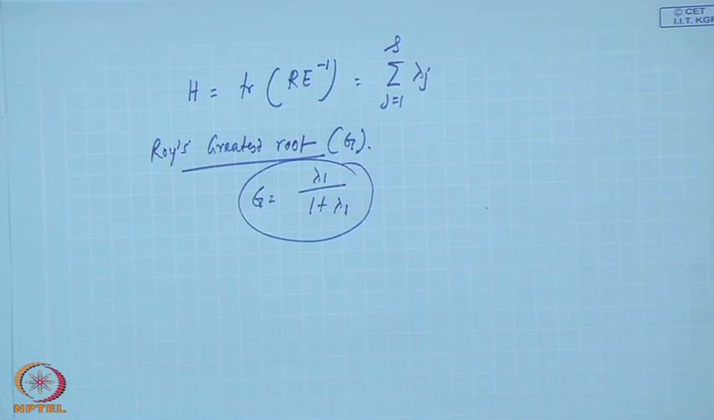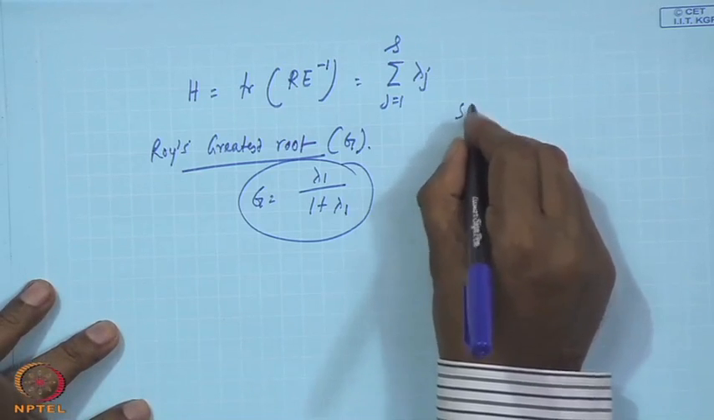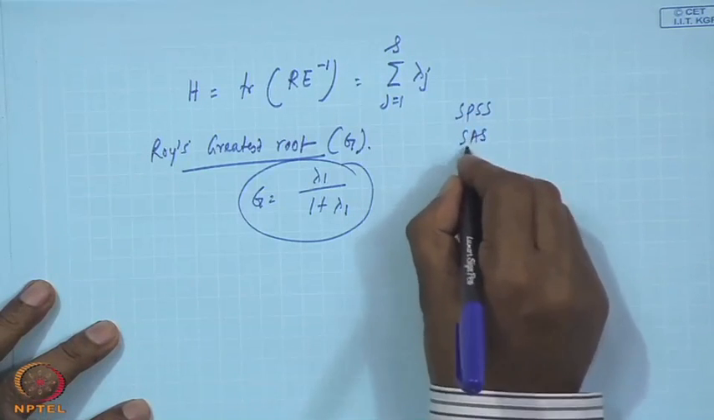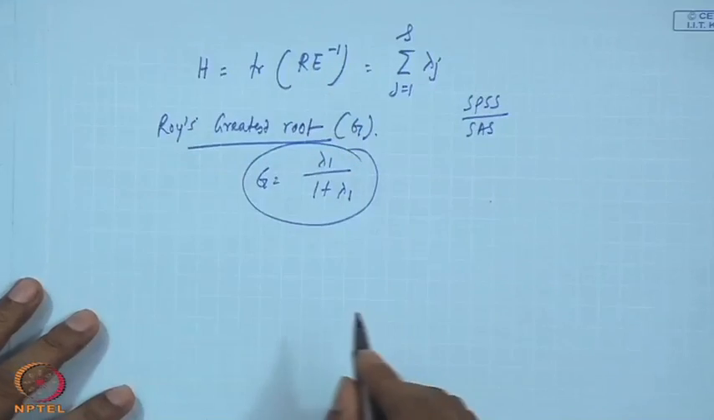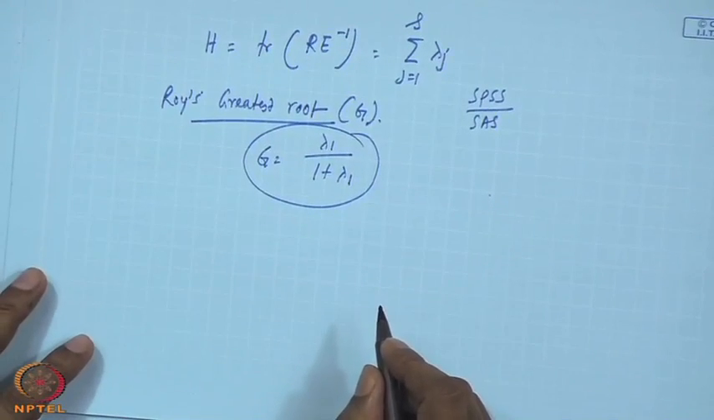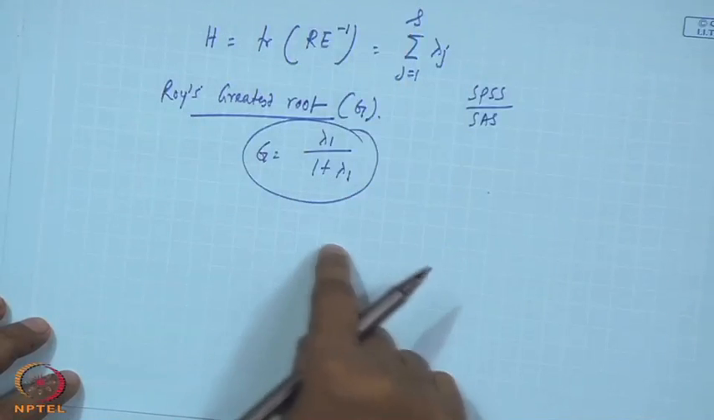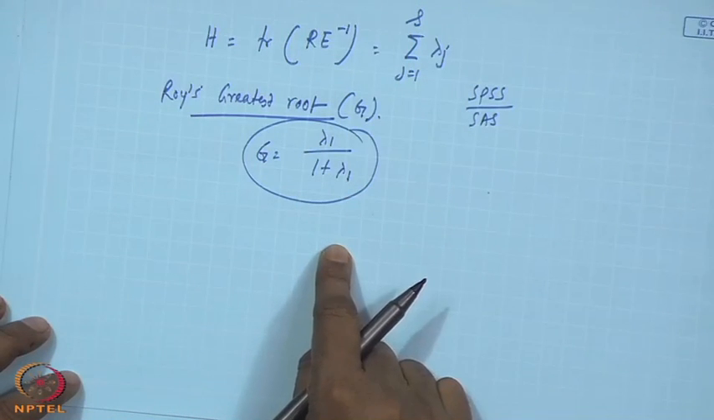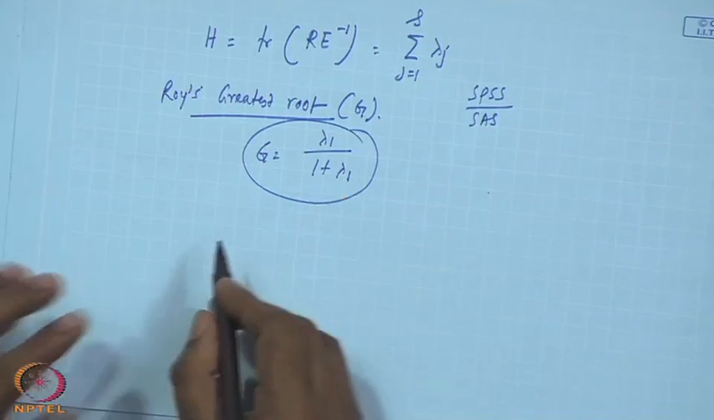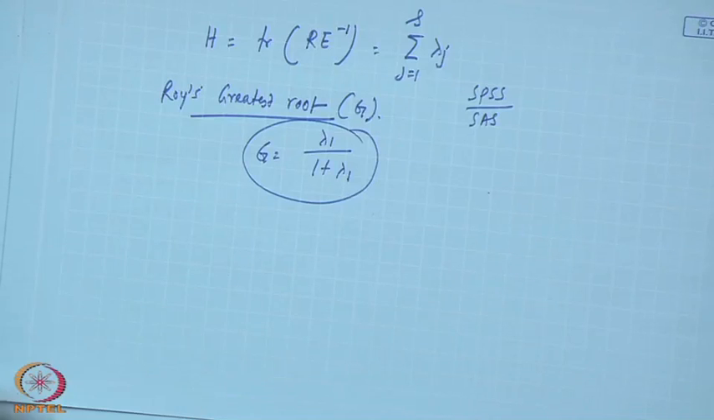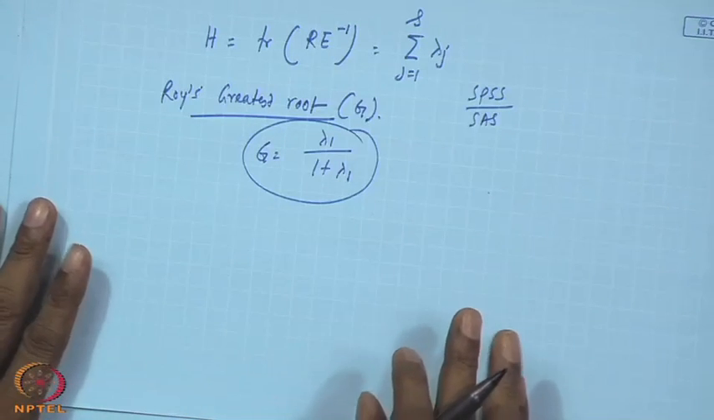So, all software including SPSS, SAS, they report all those statistics. Now what is this? Please understand, under H0 these statistics are developed. So most of the time we will find out that it is an F distribution.